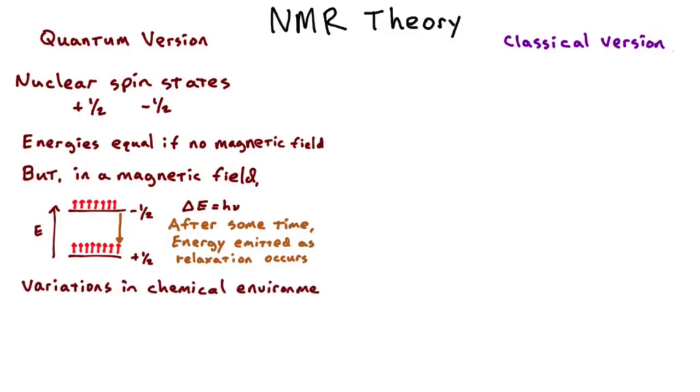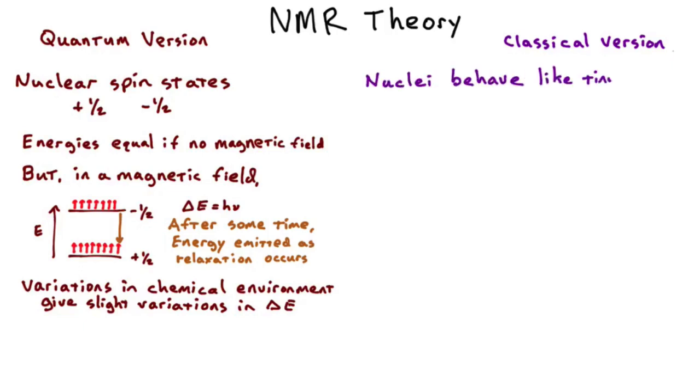Now, what makes this useful for chemistry is that variations in chemical environment, the nuclei, say, on an aromatic ring versus the nuclei in a CH2 group, sit in different environments and have slightly different delta E's, such that they'll emit photons of slightly different energy, and you can detect that and get lots of information about structure. And that's what gives NMR so much power.